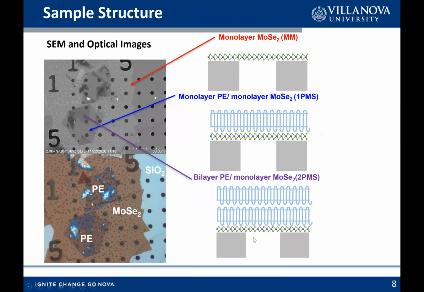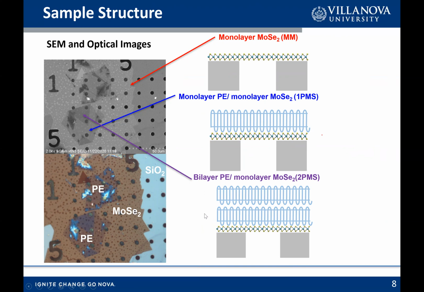If we talk about sample structure, here I have represented SEM and optical images. This is the SEM image, this is the optical image. Let's compare these two images side by side. This blue area represents the SiO2 and this brown is the molybdenum diselenide. We can see from the SEM image as well: this is MoSe2, this is SiO2, and these two patches are of polyethylene.